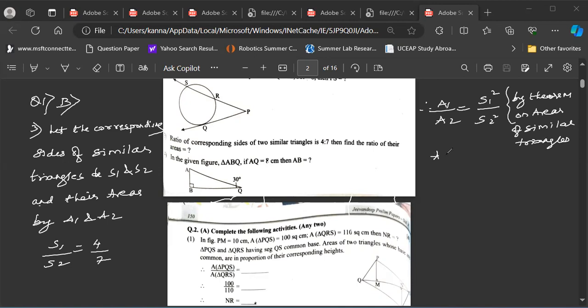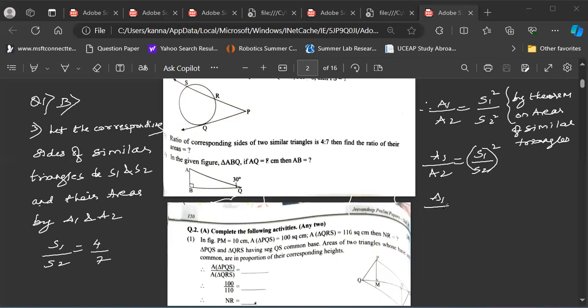Now look at it carefully, children. For A1 upon A2, they're not given how much S1 is or how much S2 is, but they're given S1 upon S2, their ratio 4:7. So I write S1 upon S2, the whole square.